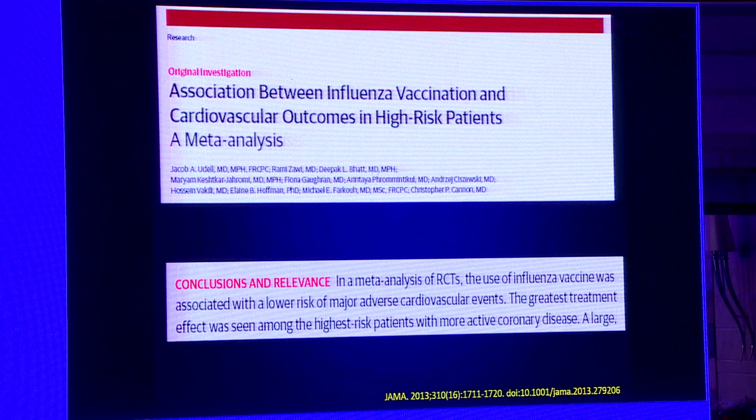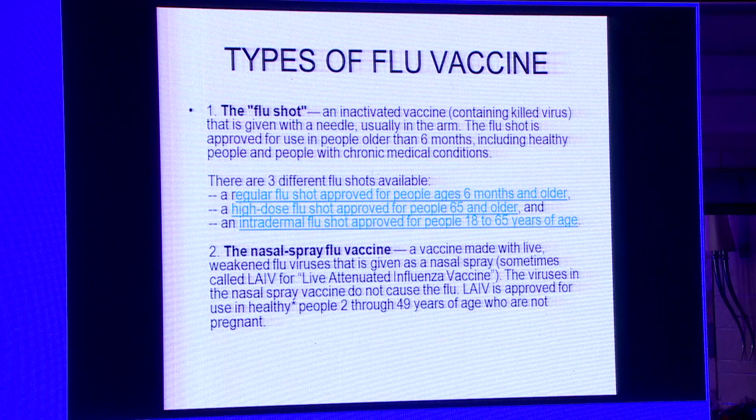So there is a lot of evidence to suggest that the flu vaccine not only prevents the complications and morbidities associated with the influenza infection, but also acts as a protective agent in cerebrovascular and cardiovascular severe outcomes. There are two types of flu vaccine mainly available. You have the inactivated, which is the parenteral dose of flu, which most of us have. There is also a nasal vaccine, which is a live vaccine.